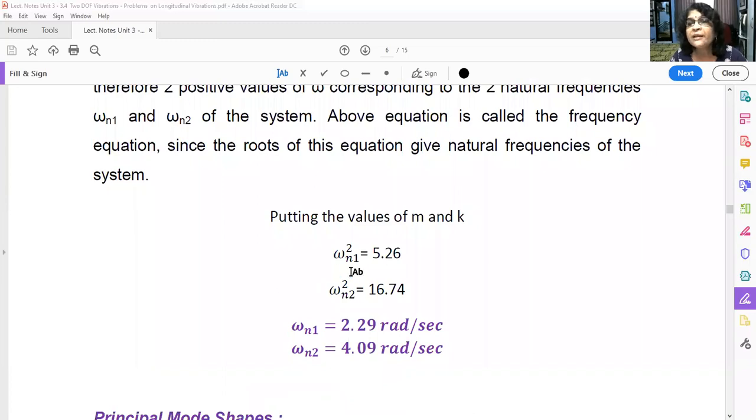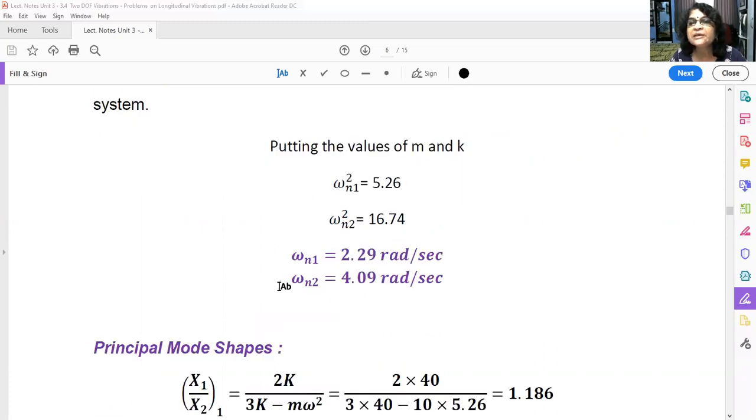Omega n1 square is 5.26, omega n2 square is 16.74. So this is your final answer. Omega n1 is equal to 2.29 radian per second. Omega n2 is equal to 4.09 radian per second. Okay. Now the second answer.